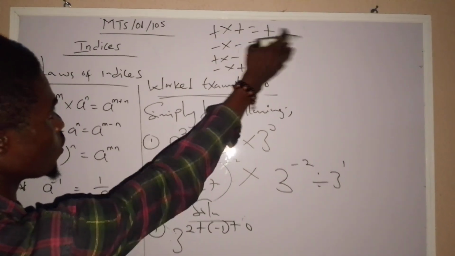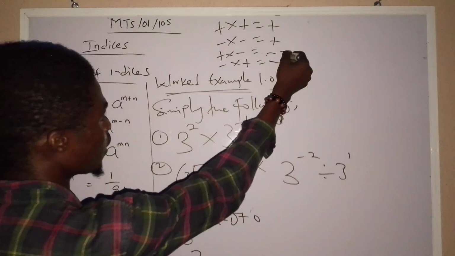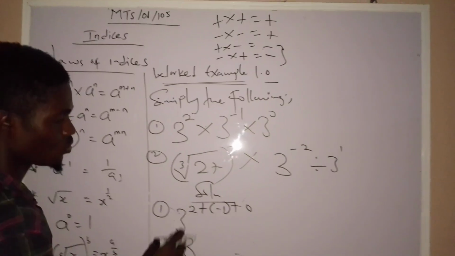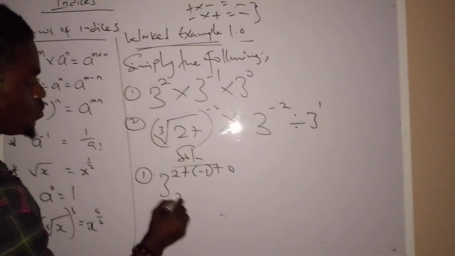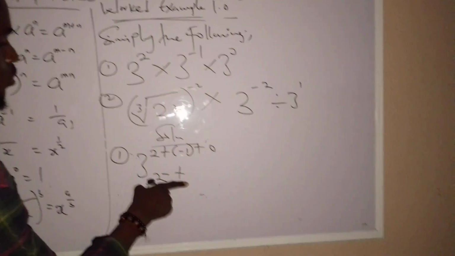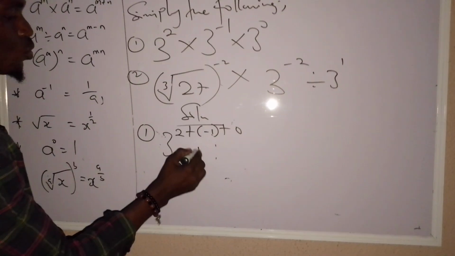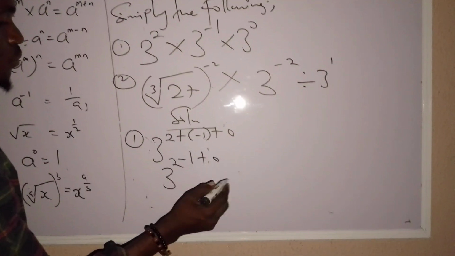So the similar ones will give us positive, while the different ones will give us negative. So that's it. So now 2 plus times minus is minus. Then you do your plus and minus 0. Minus 1 plus 0.